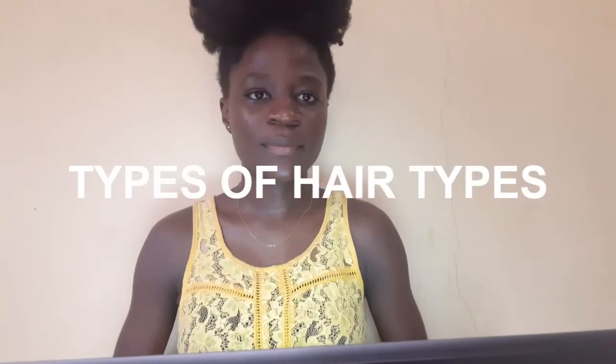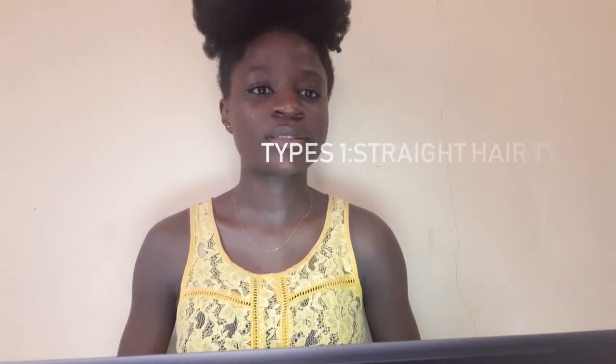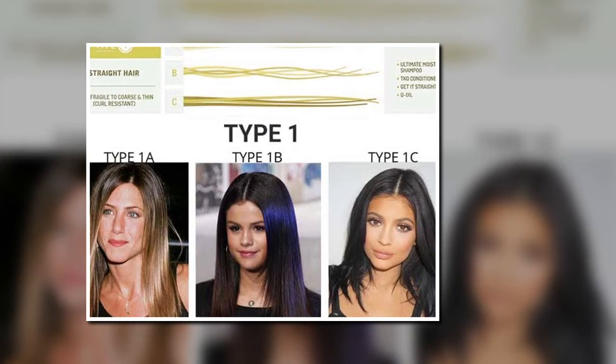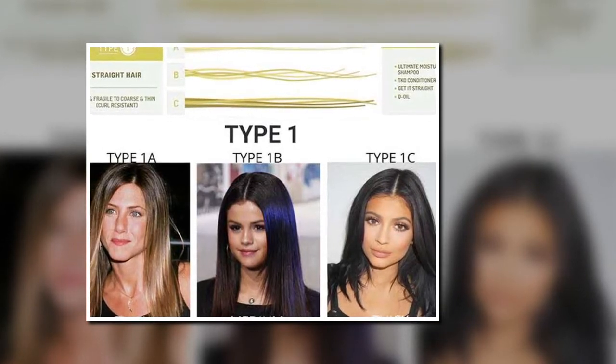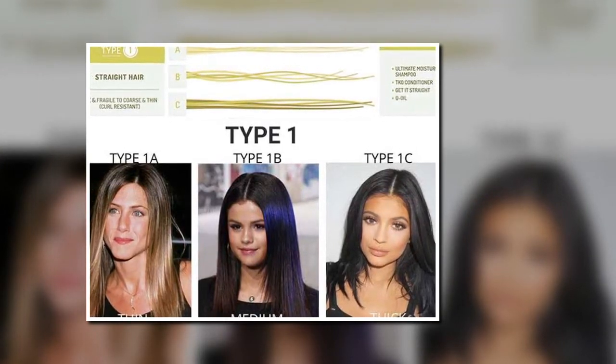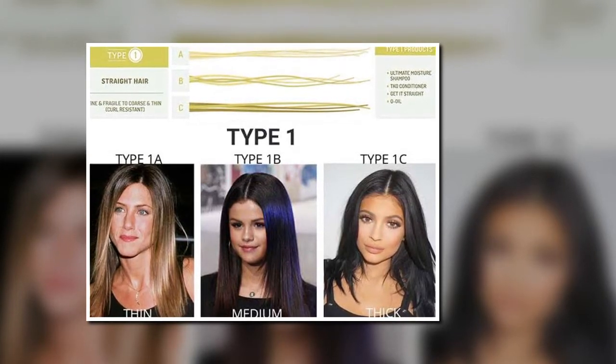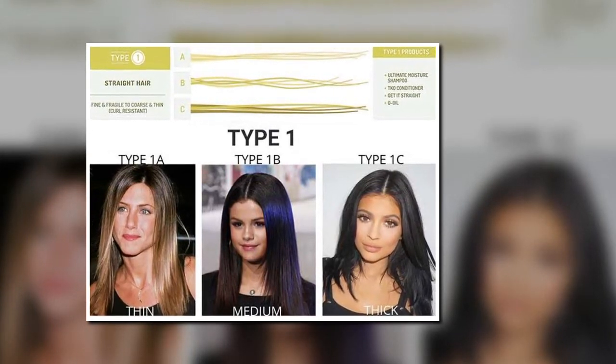I'll be going into types of hair, and under types of hair, we have 4 types. And the first hair type is straight hair. Straight hair has no natural curves. The individual strand may be fine or coarse, thin or thick, but generally speaking, it is straight and falls without waving from the root to the tip.